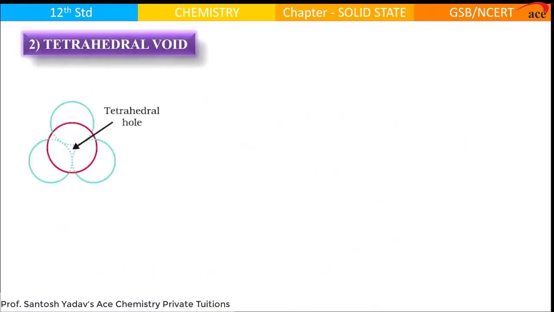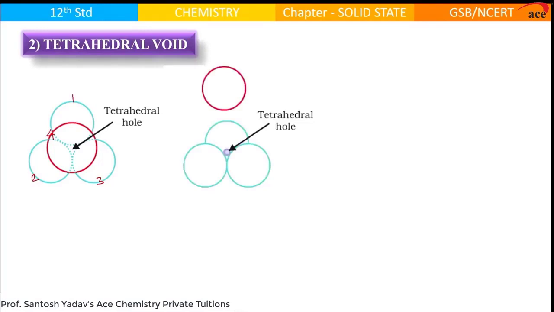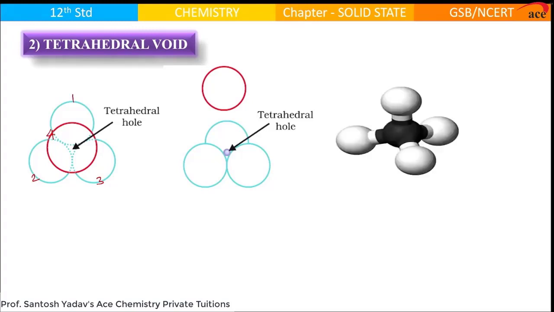Tetrahedral void, we like to see. Are you able to see 3 spheres? Above them there is a 4th sphere kept. Then the void which is trapped between these 4 spheres is called a tetrahedral void or tetrahedral hole. In this diagram, 3 spheres are shown by blue colored balls, and above that the red colored ball is placed, but the void which is there is called a tetrahedral void.